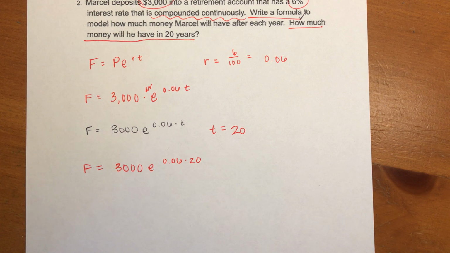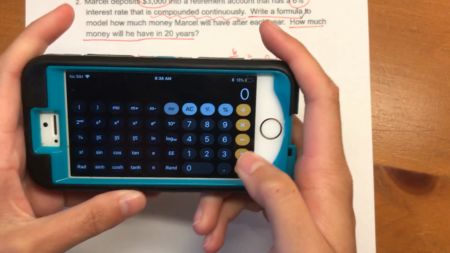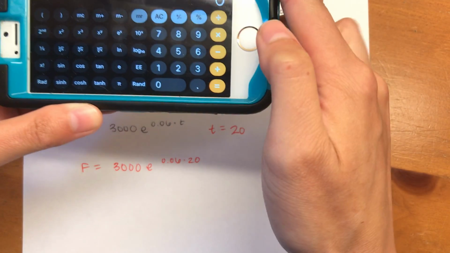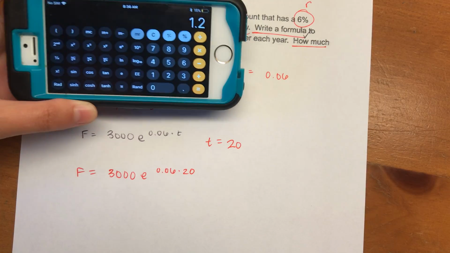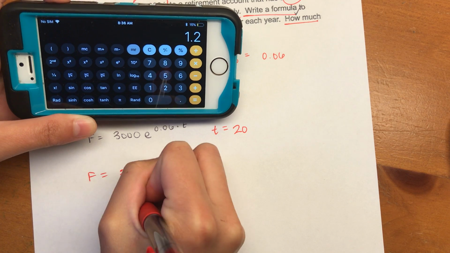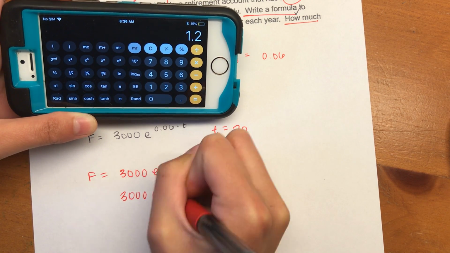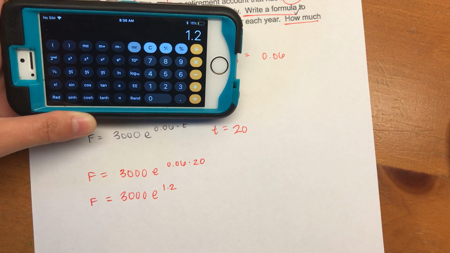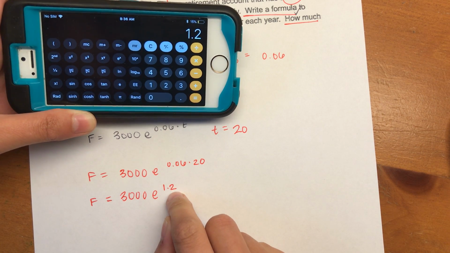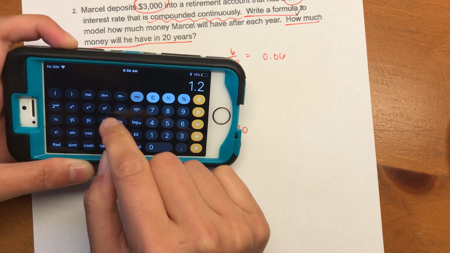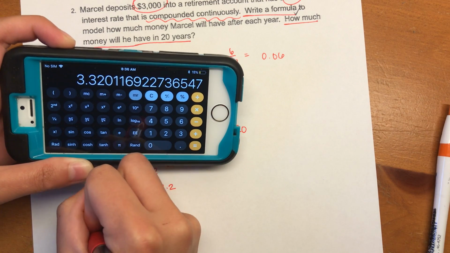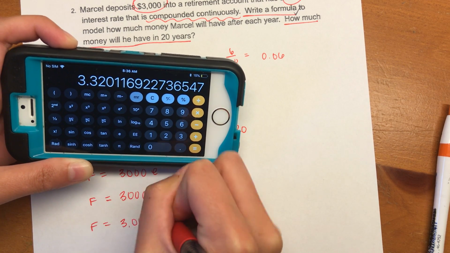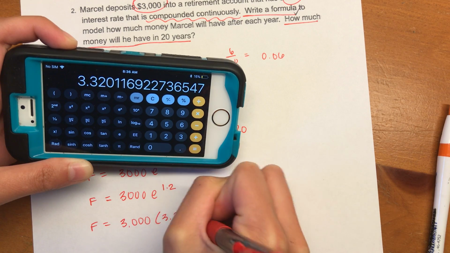I'm going to head over to my handy dandy calculator, and we'll do 0.06 times 20. Okay, so then I have 1.2, so that's 3,000 e to the 1.2. And remember, this is a little different. Whenever I have an e to the power, I'm going to put the power in first and then press the e to the x button. Okay, so I got F equals 3,000 times 3.32 approximately.